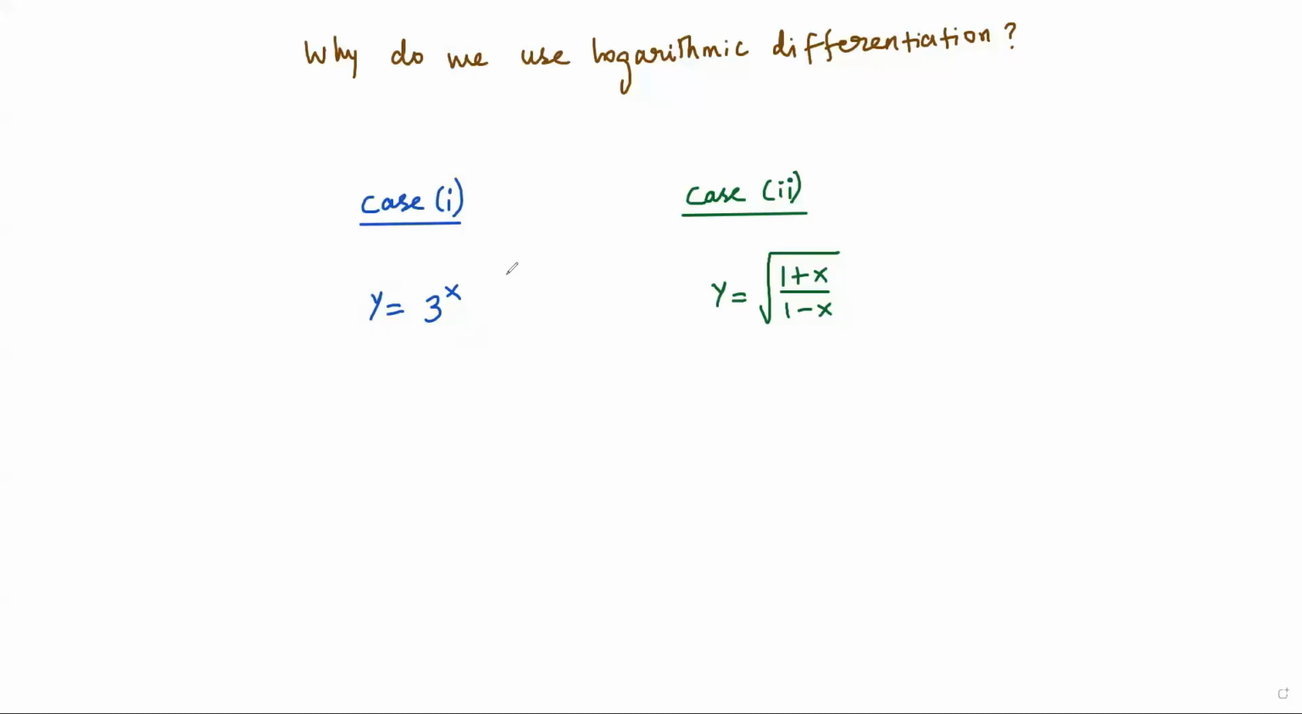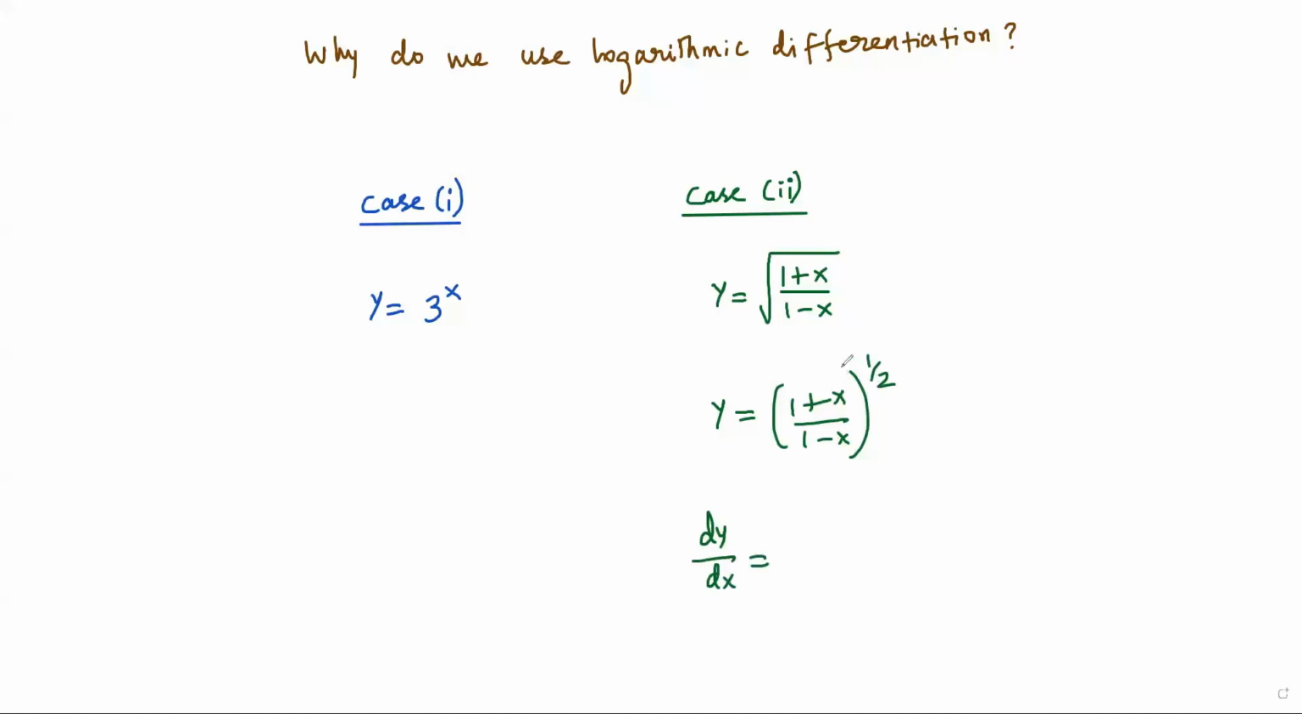Okay, let's look at case 2. In case 2, we have a function that is y is equal to the square root of (1 + x) over (1 - x). Here, if I want to find the derivative of this function, before I start, I first write this square root as an exponent. Then I get ((1 + x) over (1 - x)) to the power 1/2. In the next step, I can find the derivative of this with respect to x, so I'll be getting dy over dx.